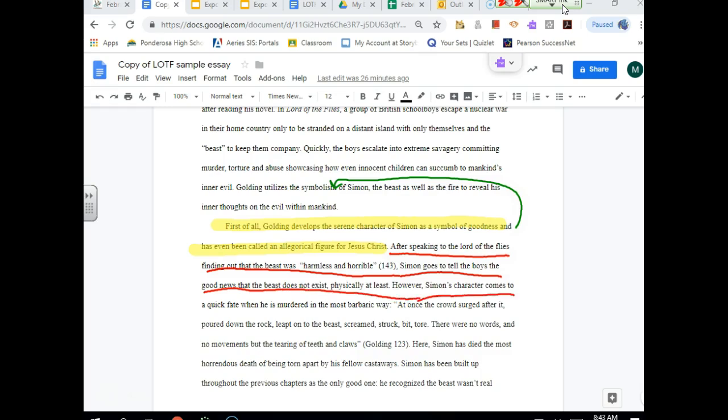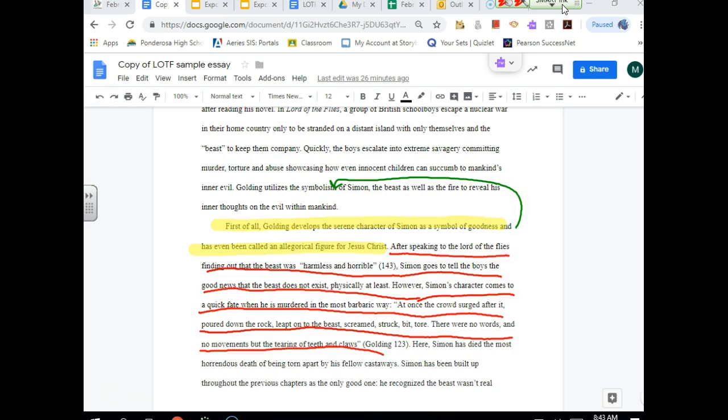However, Simon's character comes to a quick fate when he is murdered in the most barbaric way. "At once, the crowd surged after it, poured down the rock, leapt onto the beast, screamed, struck, bit, tore. There were no words and no movements, but the tearing of teeth and claws." Okay, good. You should be doing this because I will be grading these when you turn them in next week.